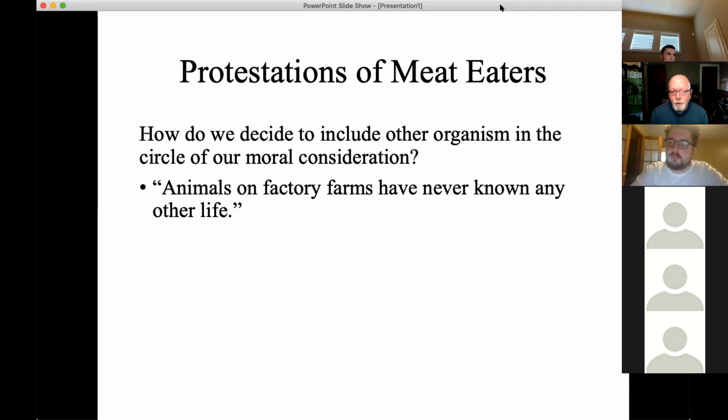So the idea that they've never known any other life is just ridiculous, because cattle in particular have known a different life. For pigs and chickens, this statement is a little more true, but for cows, it's just patently not in keeping with what we know of the reality of how we raise cattle.